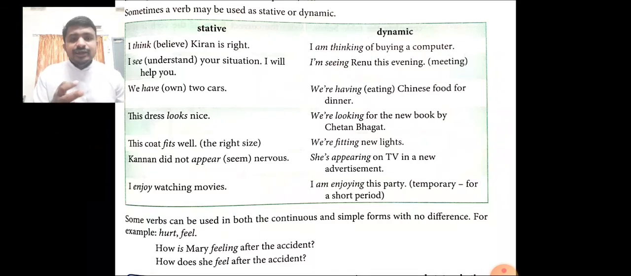With this, I am stopping today's class. In the next class, we shall discuss the next remaining two things that are present perfect tense as well as present perfect continuous. And what you need to do, more than the homework that is given, is to write the formulas of these things.